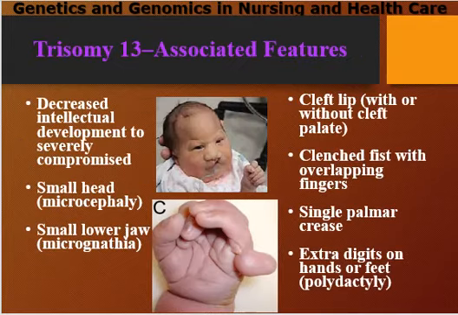They also have decreased intellectual development to being severely compromised. They have a small head, small lower jaw, that micrognathia, cleft lip with or without cleft palate, a clenched fist with overlapping fingers. You can see that here in this picture. And they also have extra digits on their hands or feet, polydactyly. And if you count this baby's fingers, there are 1, 2, 3, 4, there are 6. So that is a polydactyl hand.